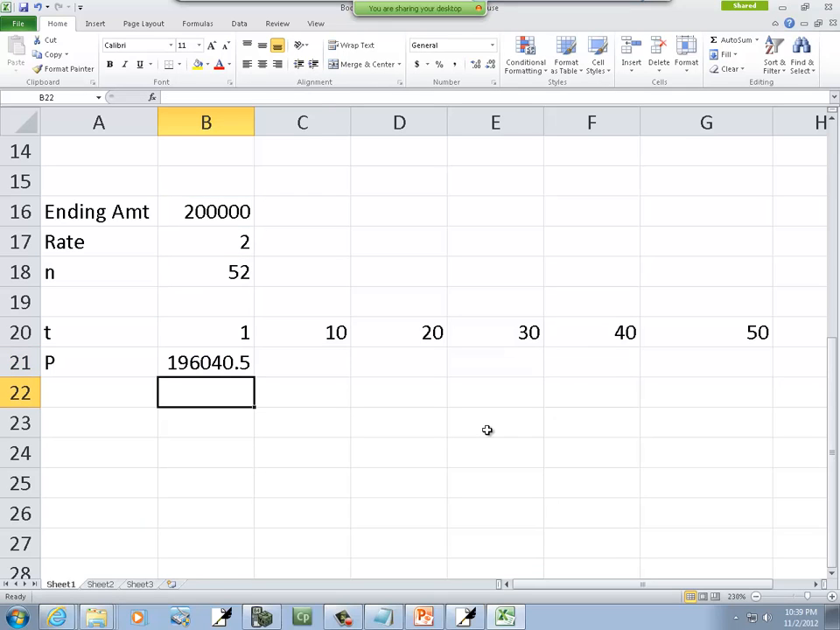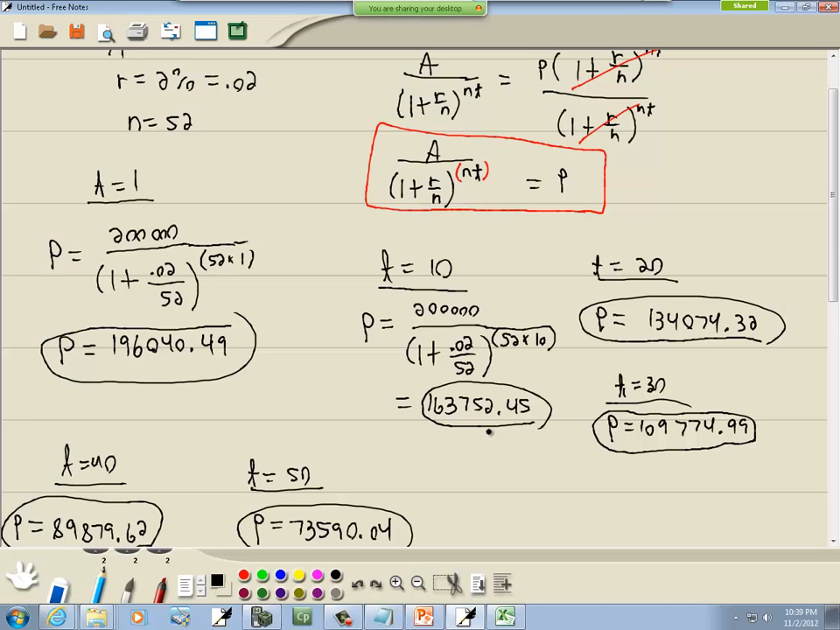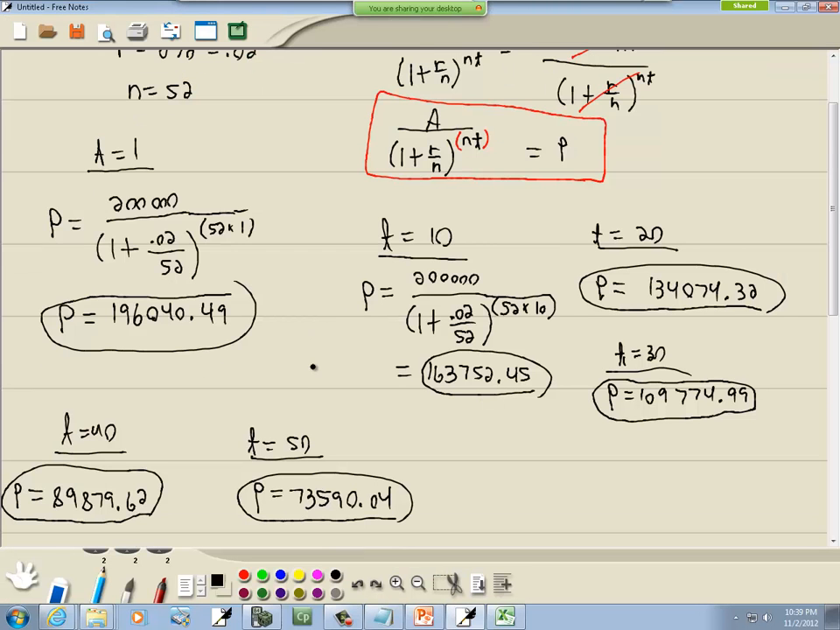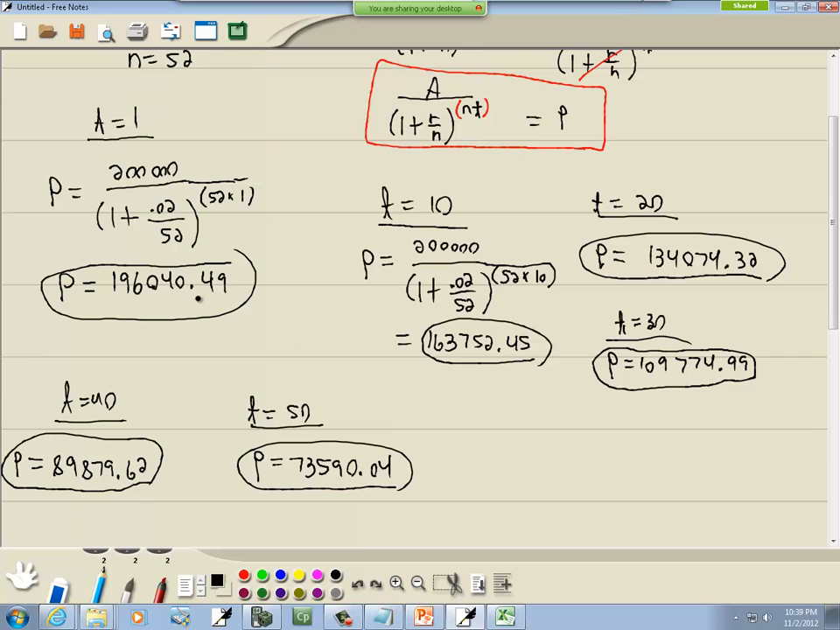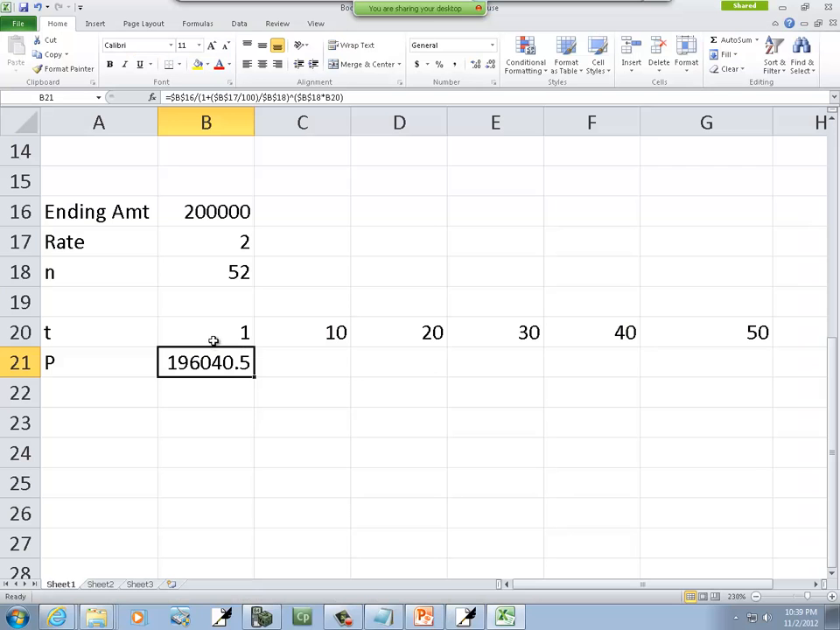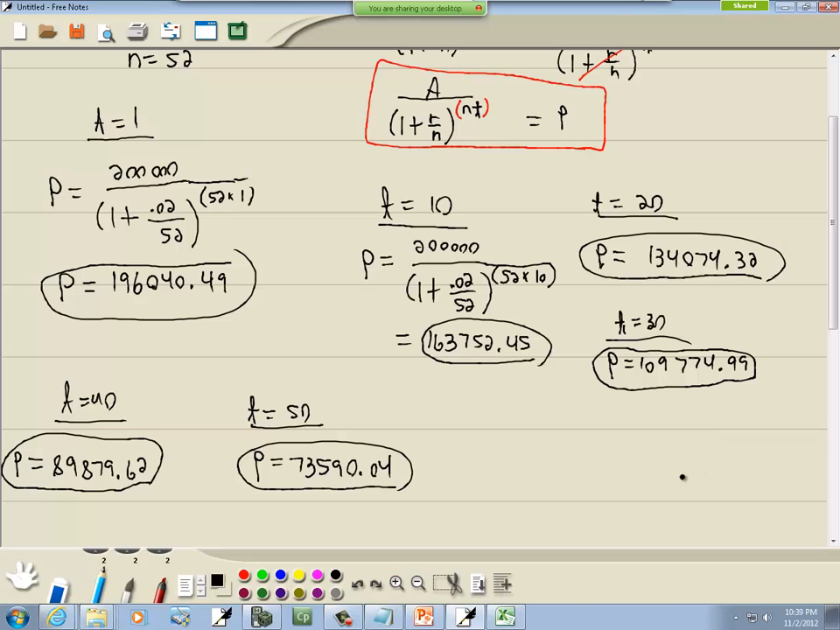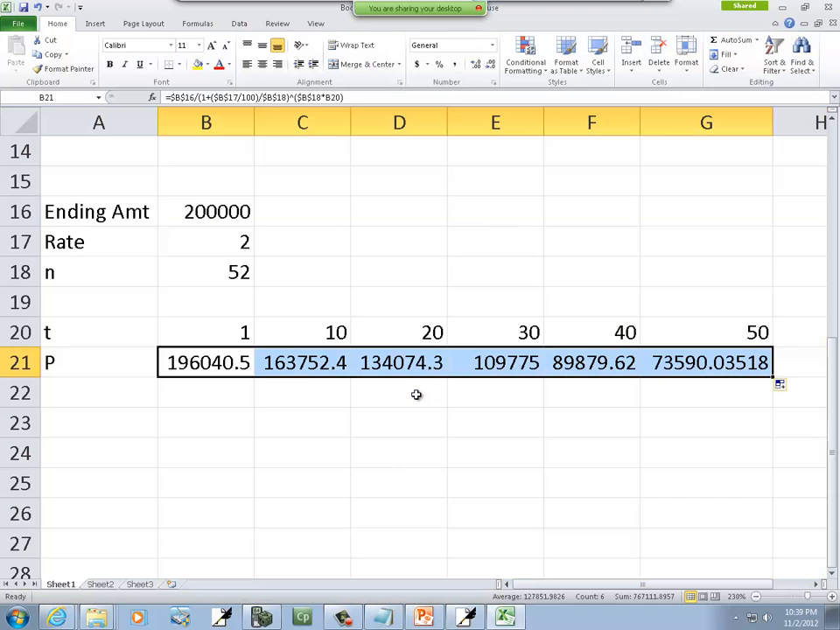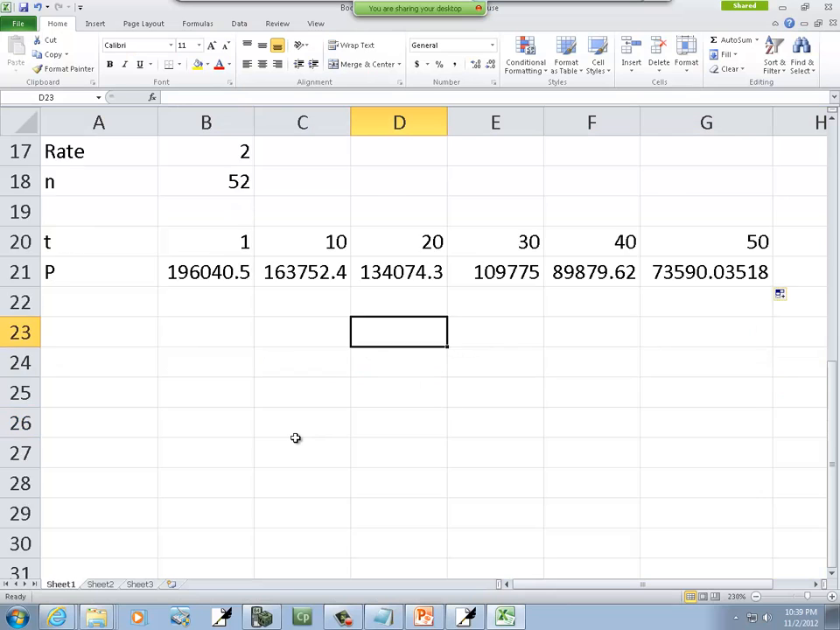Now if I press enter, I know what it should be because I just did it in the calculator. So it's handy to do it at least by hand once so you can see if you plugged in your formula correctly. Well, now if I take that and I fill across, I can double check my numbers, and that'll give me my answers.